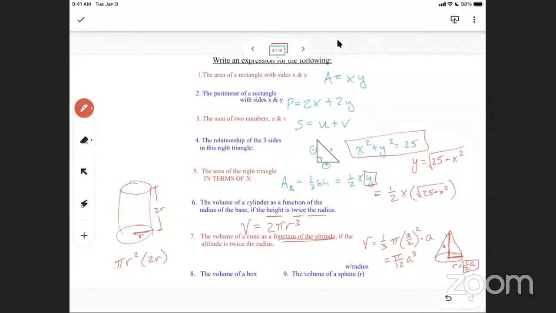And the volume of a box, that's just length times width times height. They didn't really give us any more. And the volume of a sphere with radius r, is that 4/3 pi r cubed or something like that? I think so. I don't actually remember, but I feel like there might be a 4/3 in there. You'll have to look that one up. I'm not sure about that one.